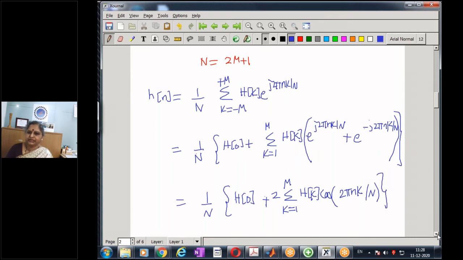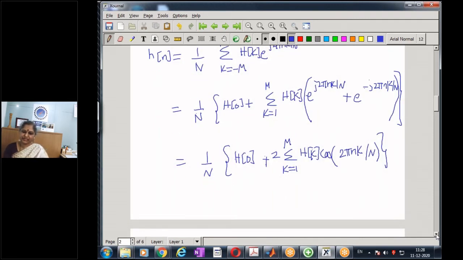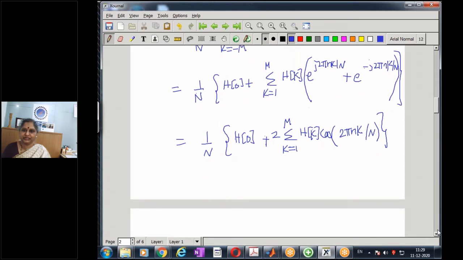Now we get the same result. The only thing is this is easier to implement computationally. Suppose I have to implement it using paper and pen or my calculations, this is easier as compared to computing an N-point IDFT. So we'll take the same example that we have just designed, to see whether we get the same result. So this becomes an easier method of computing the impulse response. So let's take the example.